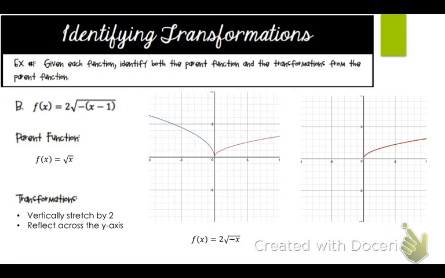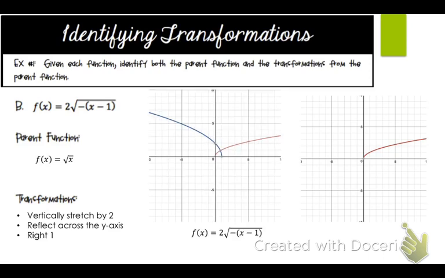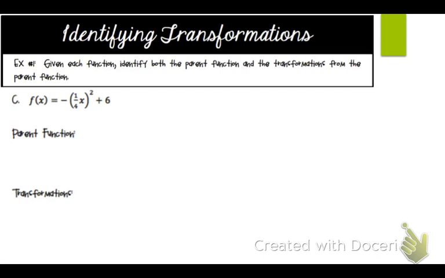Okay? Then that negative inside reflects it across the y-axis because it's inside. Remember, if it was outside, it would have reflected across the x-axis. Since it's inside, it reflects across the y-axis. And then that minus 1 moves it right 1. So the transformations here, vertically stretched by 2, reflected across the y-axis, right 1. Okay? Let's look at this next one.